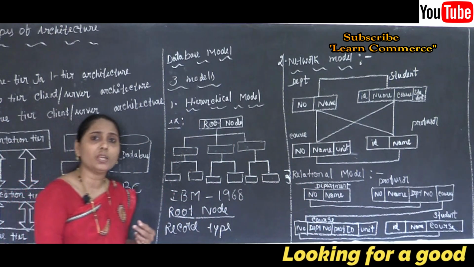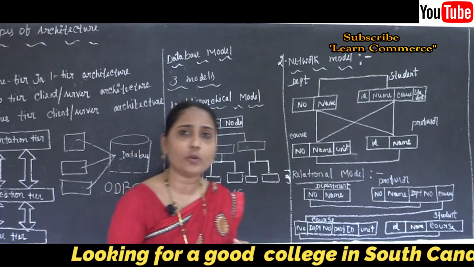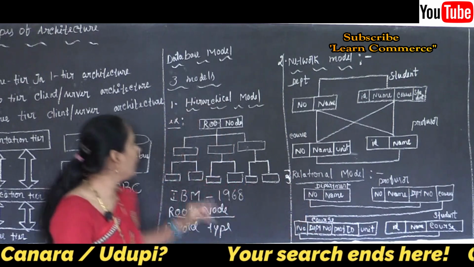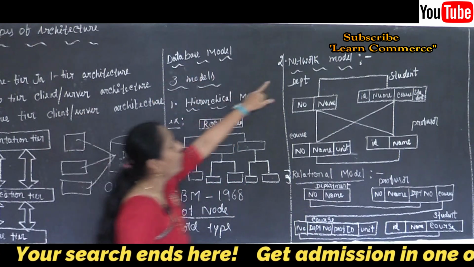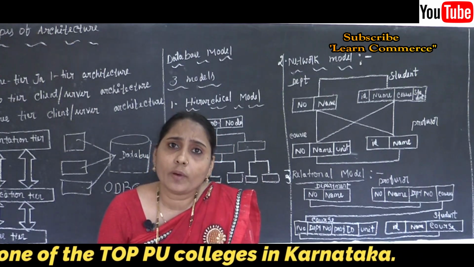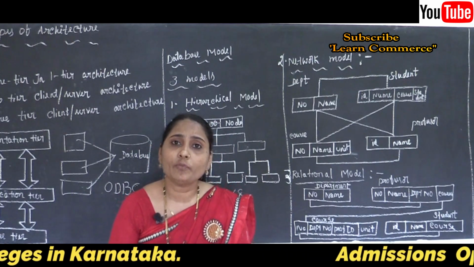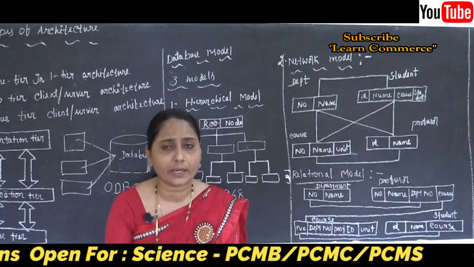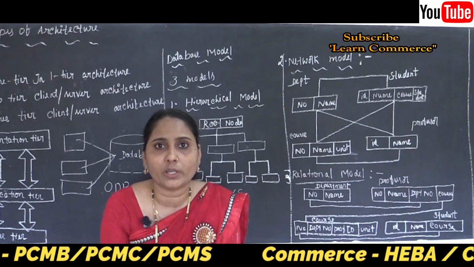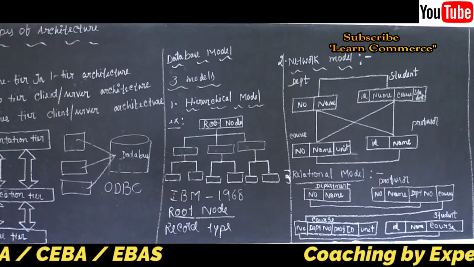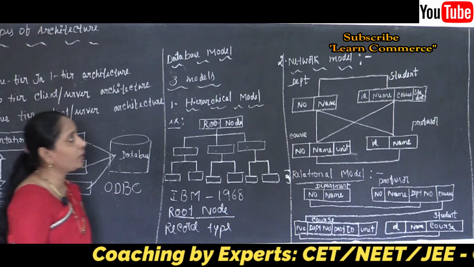So what about the network model? Why? Because we know that three models have been in use. The first model, hierarchical model. Now the second one is the network model. So what about the network model? And whether there is any difference between our hierarchical model and network model here? We are going to explain about our network model.